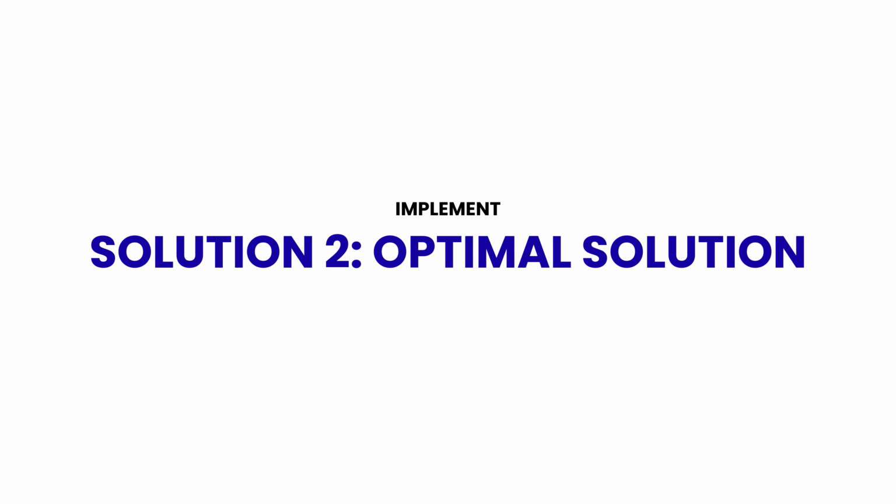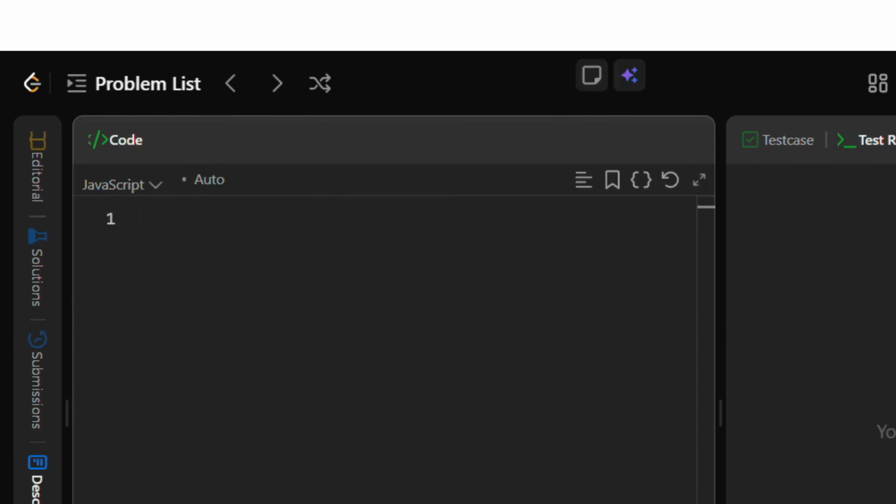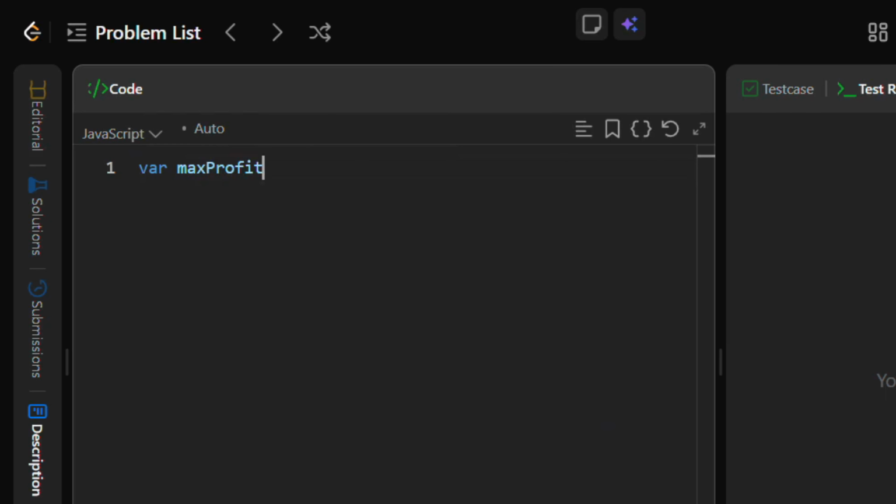Let's try to implement it using solution 2. We're defining a function called maxProfit that takes an array prices, where each value is the stock price on that day.